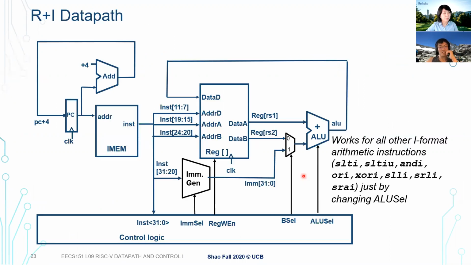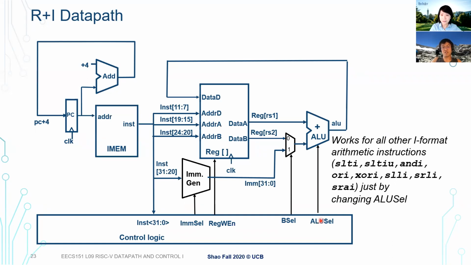So with the I format, let's review our data path here, right? All the blue is what we've seen before, and we mentioned we only introduced 2 new blocks here. One is this mux with the B select signal to select which value to use for the second operand, and also an immediate generation block to, in this case, basically do sign extension to convert a 12-bit value to a 32-bit value.